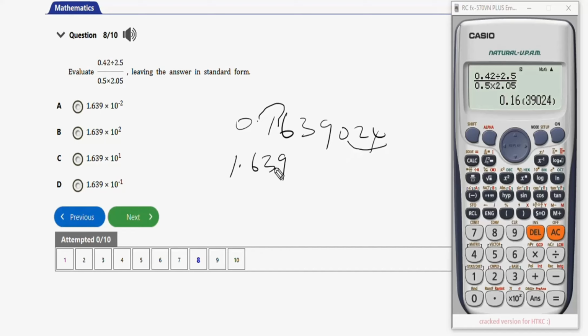So it will be 1.693 times 10 to the power negative 1, since we move from our left to our right. So the right option is option D and not option C, guys. It's option D. So that's it for this question. Let's wipe this now and look at the next repeated question.